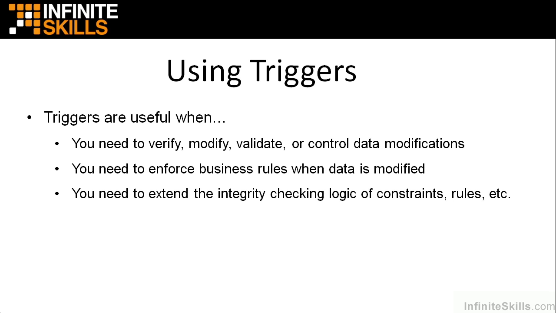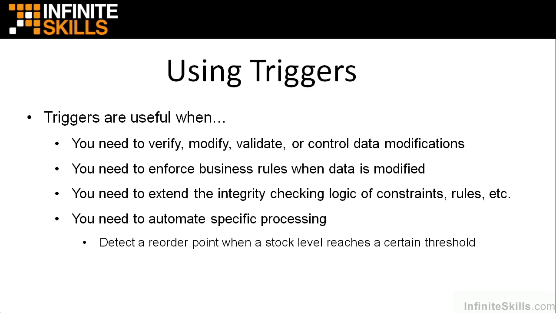You may need to extend the integrity checking logic of constraints and rules and so forth. Constraints and rules tend to work on that individual table. We may want to spread that out to look at data in other tables and determine what exactly we want to put in this particular table. I can automate specific processing. For example, when the reorder point in the stock level column reaches a certain threshold, I can kick off code to reorder that particular product. I can generate an email and send it out based on data values. If you can imagine it, you can pretty much do it with triggers.